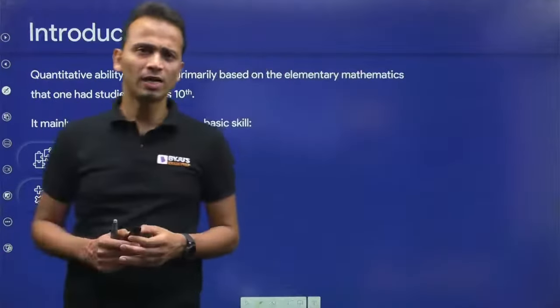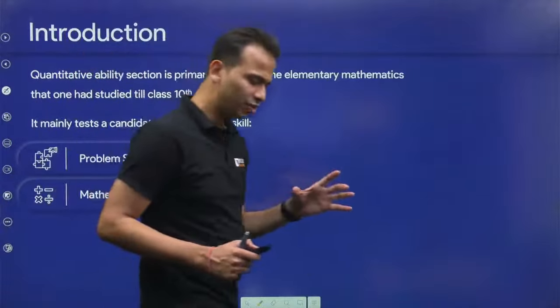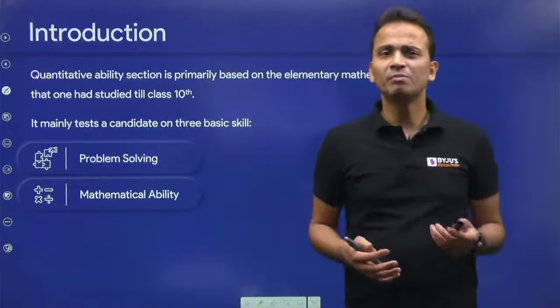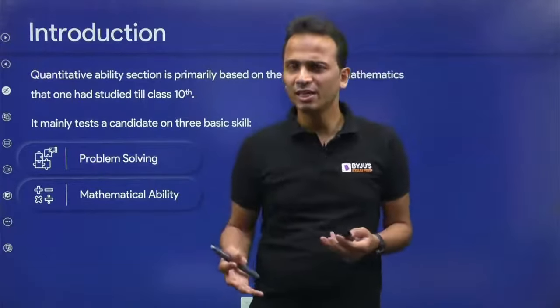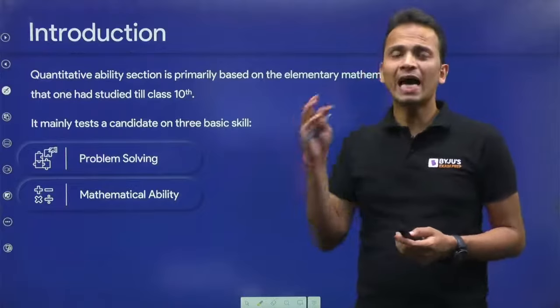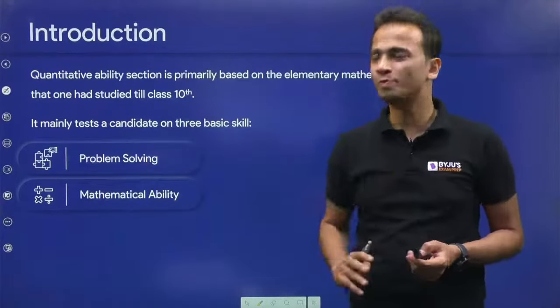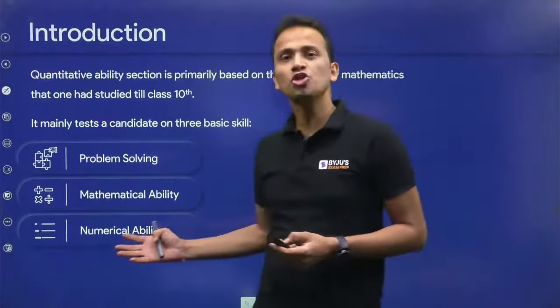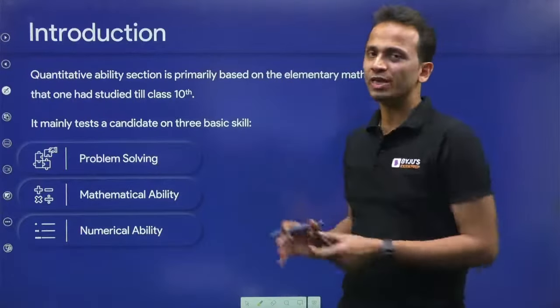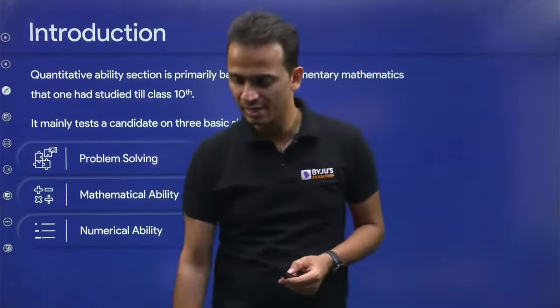That is, how good you are at some basic calculations. If I ask you to multiply 2 numbers, these can be 2-digit numbers or 3-digit numbers, it can be any number, but how good you are at handling these numbers is also being tested. The third thing is numerical ability: how good you are at solving the numericals that are given in the CAT examination.